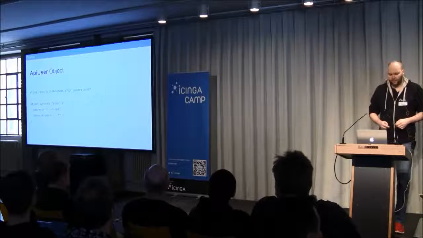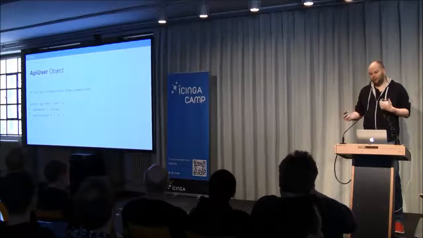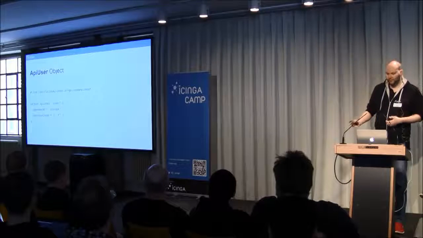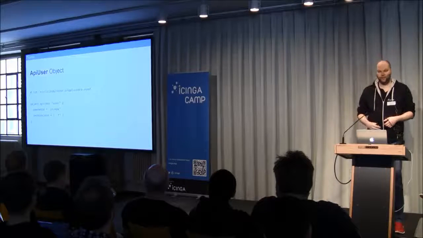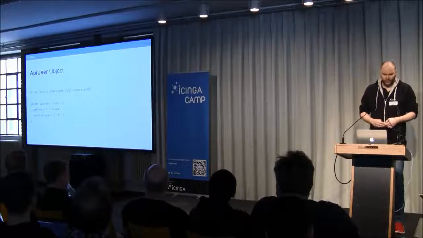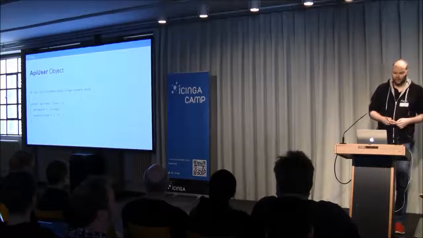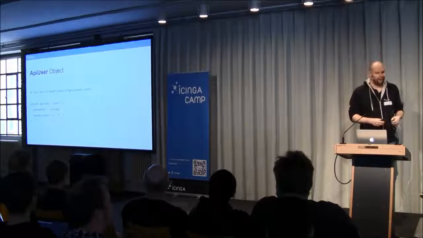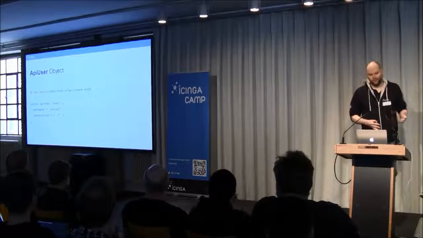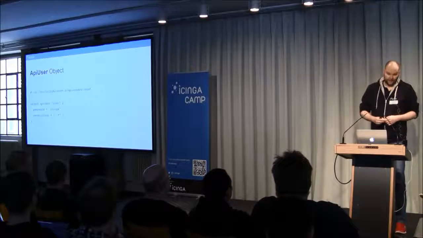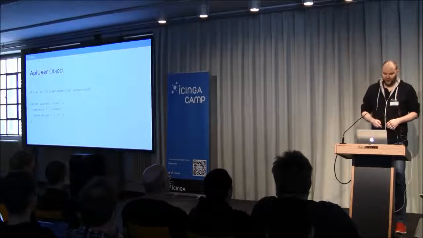The API user is just like the Icinga configuration language. It's an object. You give it a name, like the name you're using for basic auth. You give it a password. You could also put the client CN if you prefer to use SSL certificates, and you give it permissions. In that example, it's simple. You get everything you need, but you should take care about limiting that.